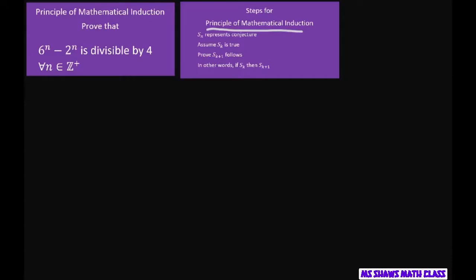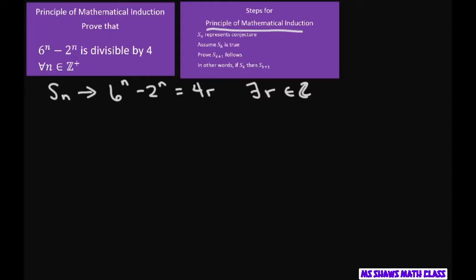So S sub n represents the conjecture using the definition of divisibility. So we have 6 to the nth power minus 2 to the nth power equals 4r. So that's our definition of divisibility, and that's for some r that's an integer.